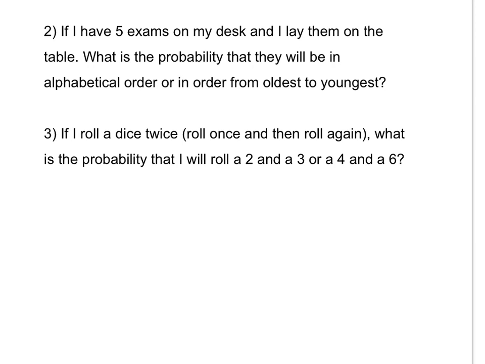So if I roll a dice twice, so just to clarify, I'm going to roll the dice once and I get a number, and then I roll the dice again and I get a number. What is the probability that I will roll a 2 first and then a 3? Or a 4 and a 6. Okay? So, have a look at those and see what you can make of them.